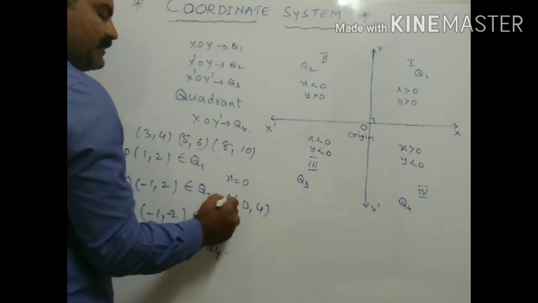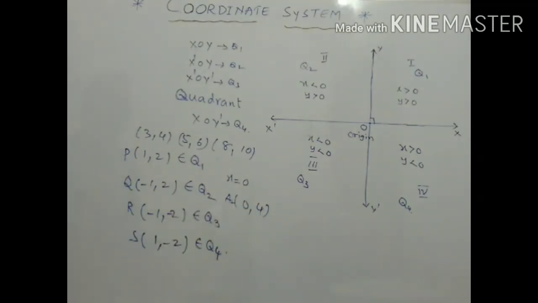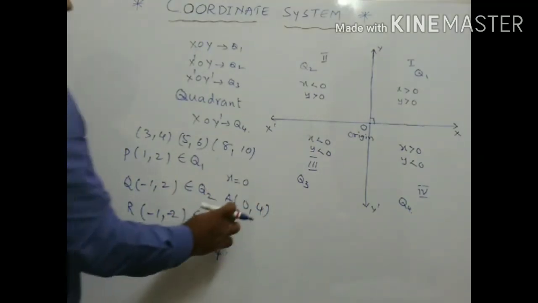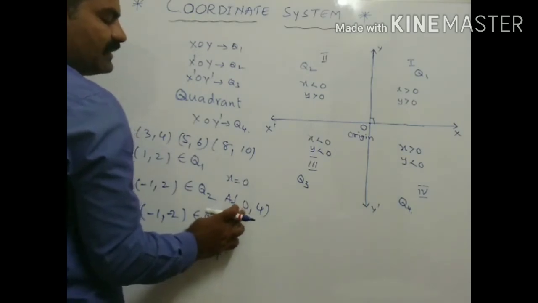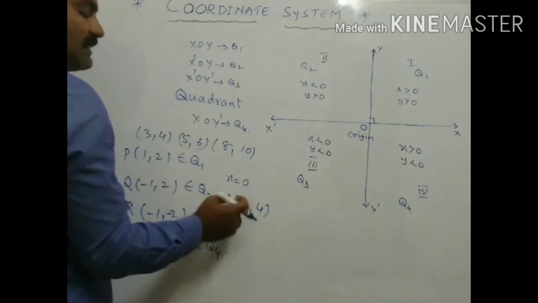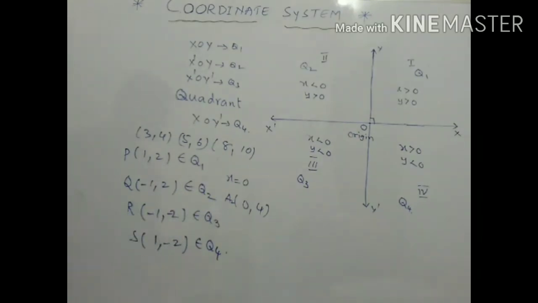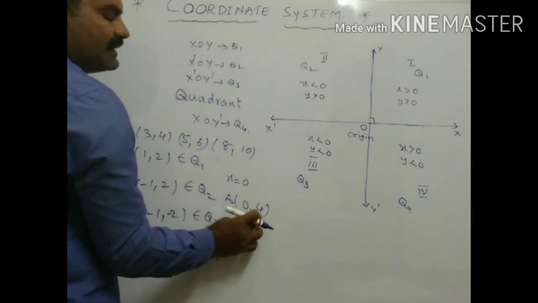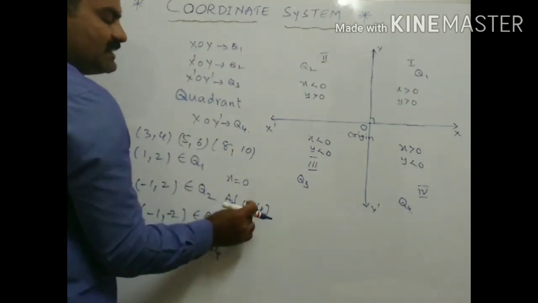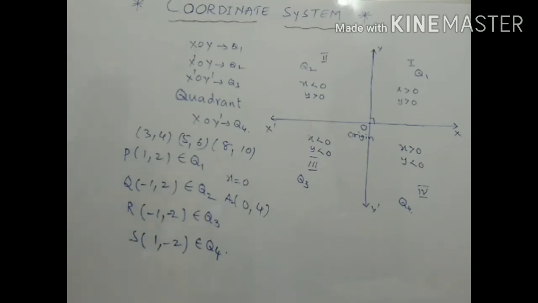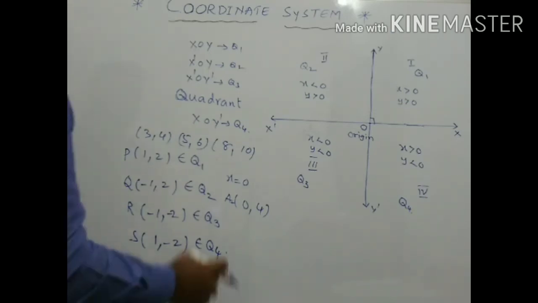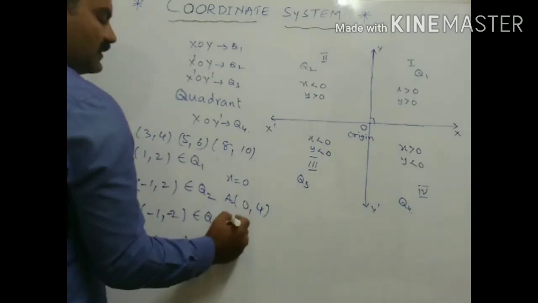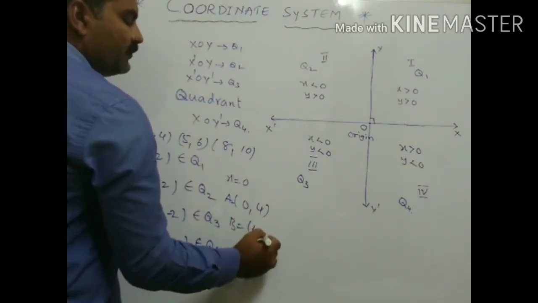Let capital A be one of the points, 0 comma 4. Now look here, x is 0. So 0 cannot be treated as positive or negative. It is neither positive nor negative. Now the x coordinate is 0 whereas the y coordinate is positive. So when the x coordinate is 0, that point lies on the y axis. Similarly, B is one more point, suppose 4 comma 0.